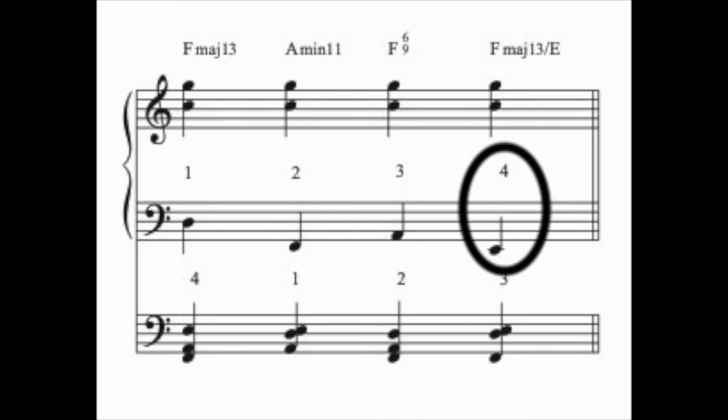And with the expander starting on step 4 of its sequence, we get the following harmonies: F major 13, A minor 11, F6-9, F major 13 with E in the bass. Again, you just have to realize the actual lowest bass note is here, as played by the NuEVI. It's not the lowest note on the bottom staff. It's in the second staff.